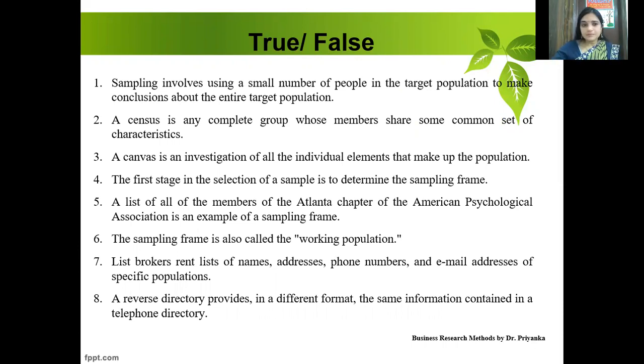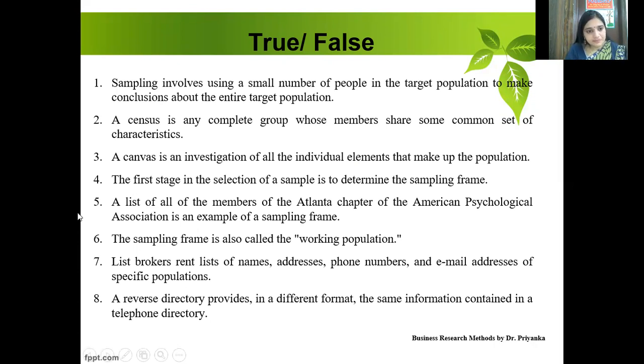Number 1, sampling involves using a small number of people in the target population to make conclusions about the entire target population. Yes, it is true. Second, a census is any complete group whose members share some common set of characteristics. This is actually the population, and a survey conducted on this population is called a census. So it is false. A census is an investigation of all the individual elements that make up the population. Fourth, the first stage in the selection of a sample is determining the sampling frame. No, it is the second step, and the first stage is defining the target population. So it is false.